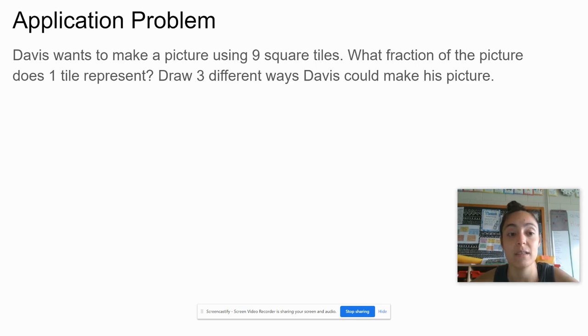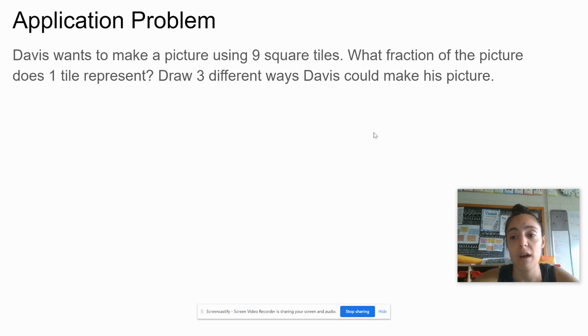So, Davis wants to make a picture using 9 square tiles. As I'm reading, I want to make sure I'm doing my read, draw, write, so think about what you would underline, what you would do to solve this problem, and we'll keep going with it. So, Davis wants to make a picture using 9 square tiles. So I know that this 9 square tiles is what I would underline.